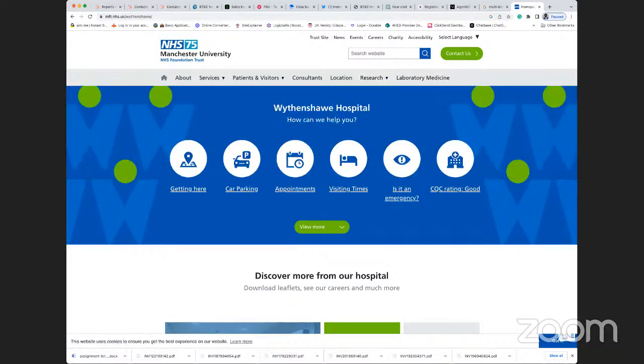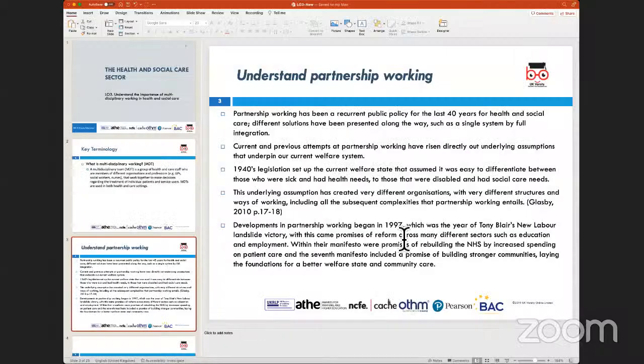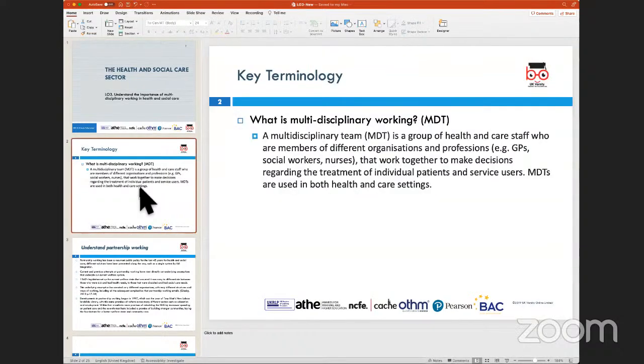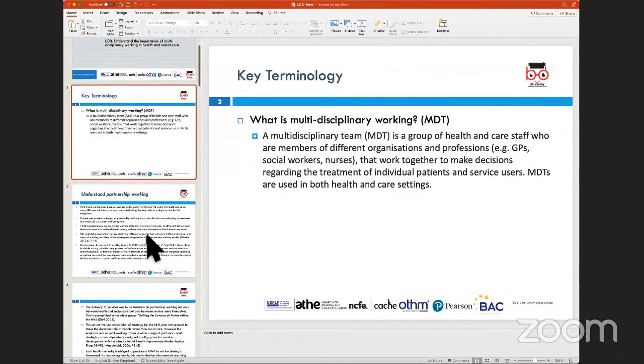So this highlights the role of partnership, essentially, when we talk about multidisciplinary teams and the role of partnership. Now, I hope this gives you some bit of an understanding of what we are going to be looking at in this learning outcome. So we are focusing on multidisciplinary teams. When we talk about MDTs, they involve partnership.